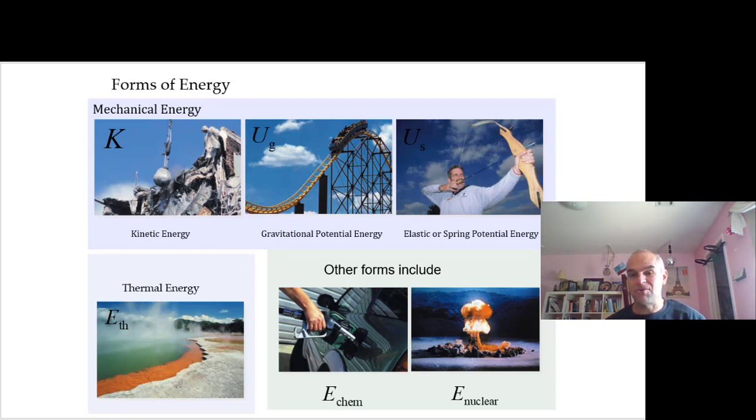Then you can also have elastic or spring potential energy. It's still potential energy, just a different form. It's not gravitational. But when you pull back a spring or you pull back the bow of an arrow, you're giving that arrow the potential to be moving really fast. So that's potential energy also.